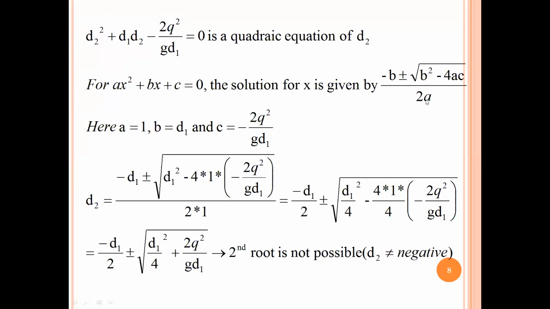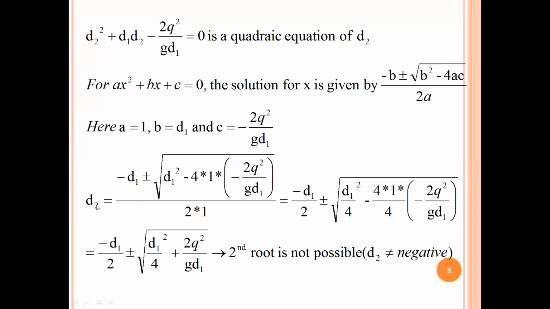Similarly, we are trying to find the value of d2 here. So we can write d2 in this form and see what the roots of the equation are. Here, if I compare, I have a is equal to 1, b is the coefficient of x, which here is d1, and c is equal to minus 2q square divided by g d1. So I'll substitute all this in this equation.